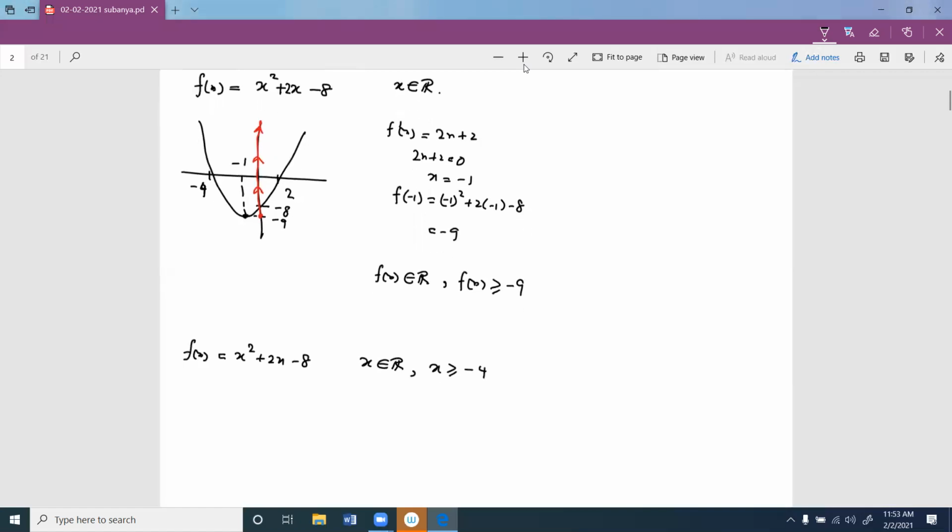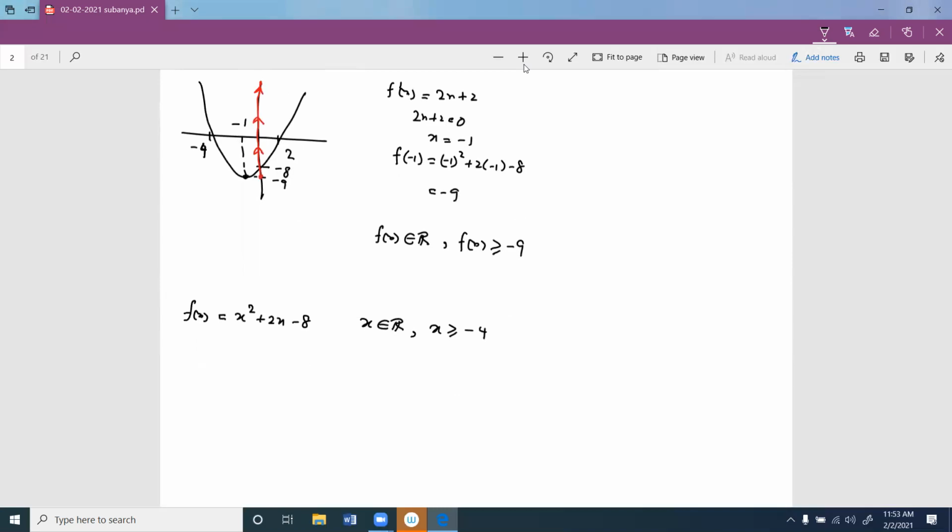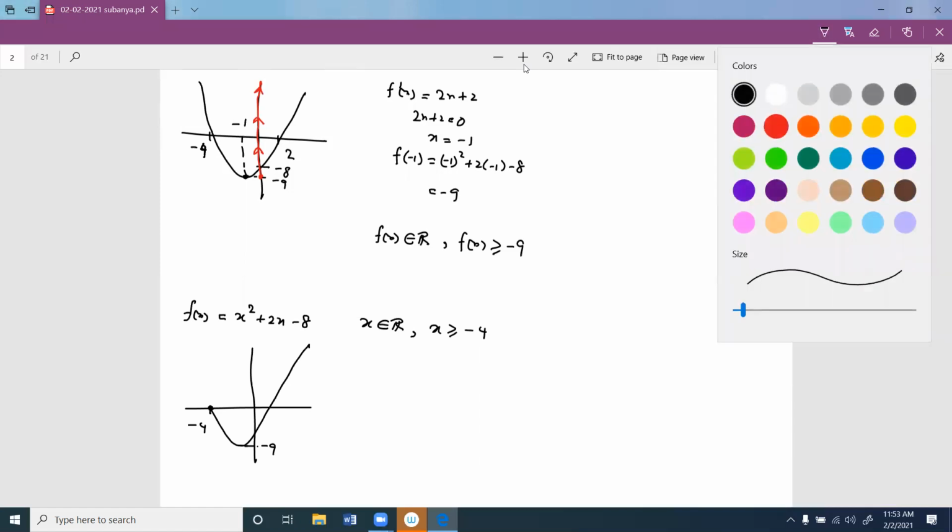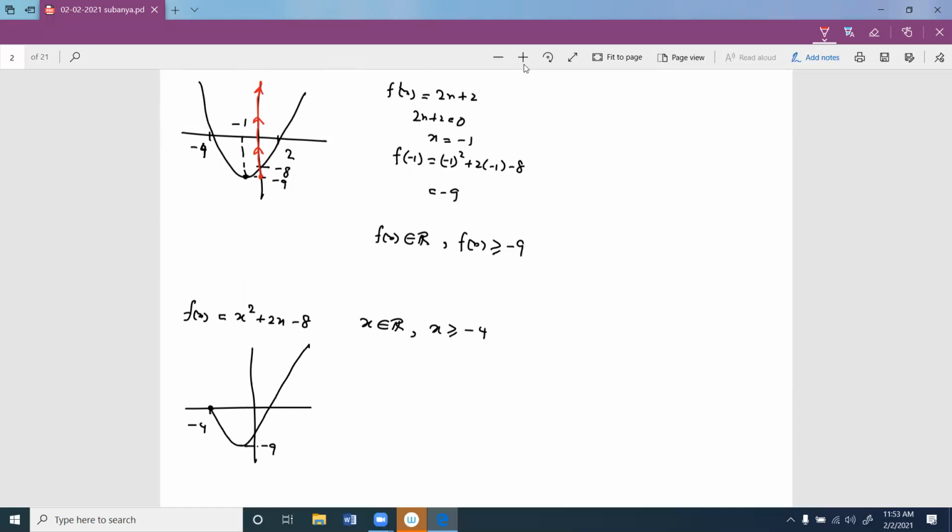If you happen to draw this graph, you can see the same graph as before. Starting from minus 4, it goes like this and it comes over here. So the minimum value from the previous reference, you know, is minus 9. Over here, the value at minus 4 is 0. And from this side, it goes up to plus infinity. Therefore, if you refer to the graph, the possible values start from minus 9 and go up.